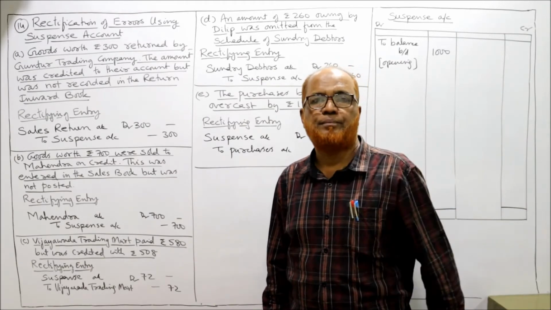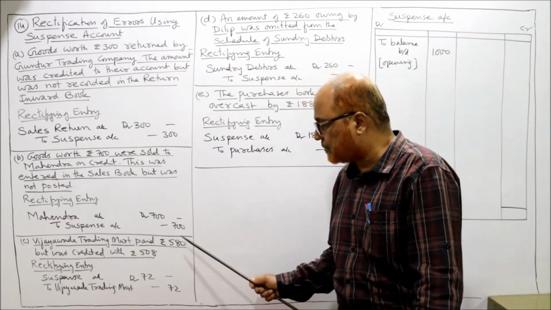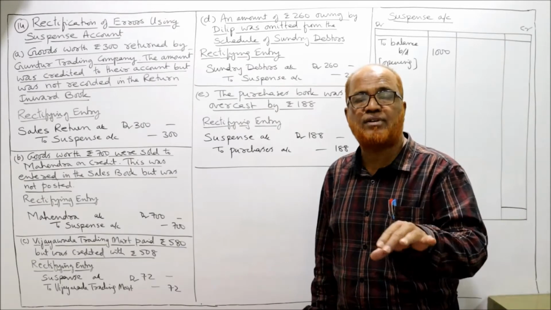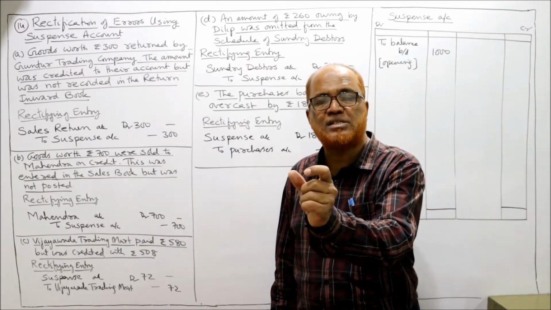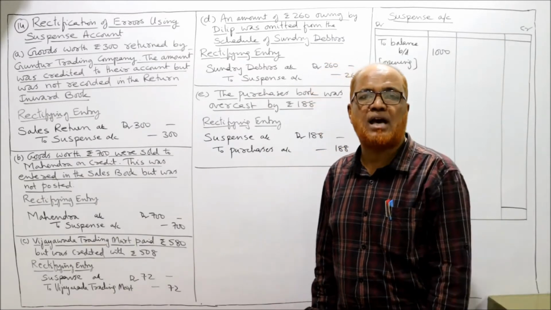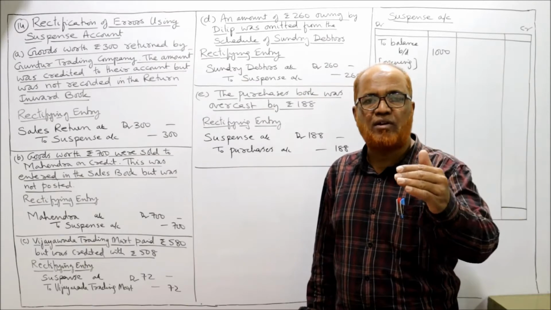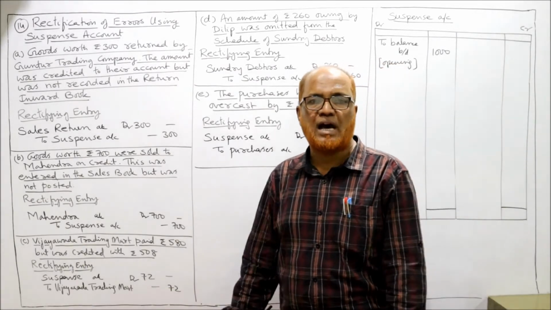Now we credit Vijayawada Trading Mart by 72 rupees because it is short. 580 minus 508, 72 rupees short credited. Now we credit Vijayawada Trading Mart by 72 rupees and debit suspense account. The entry will be suspense account debit to Vijayawada Trading Mart, 72 rupees. Three errors I have explained.